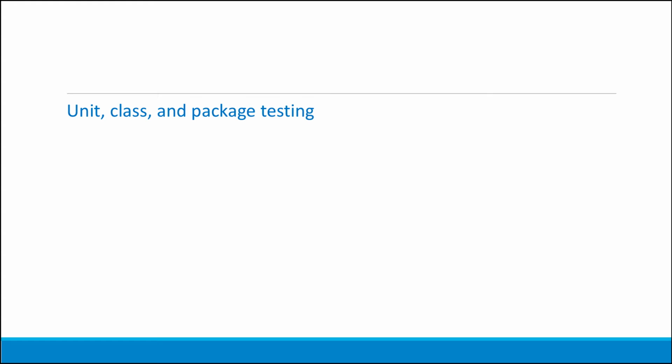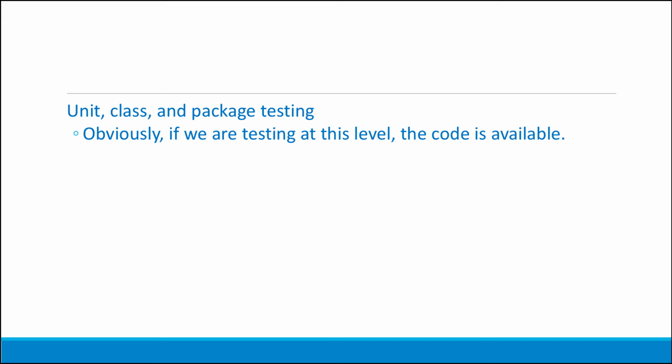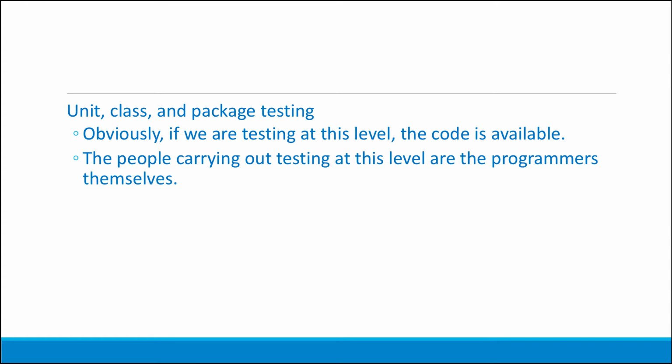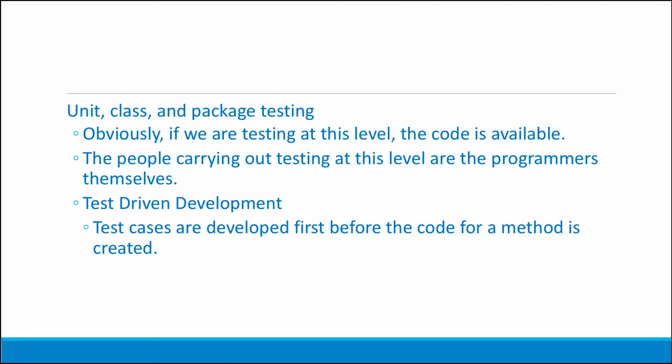Now, what about unit, class, and package testing? Obviously, if we're testing at this level, the code is available, and the people carrying out the testing at this level are typically the programmers themselves. How do we do black box testing at this level with programmers? A recent approach to software development has been test-driven development. The idea here is that test cases are developed first before the code for a method is created. We create these test cases from the specification for the method or the specification for the class. This then avoids implementation bias.